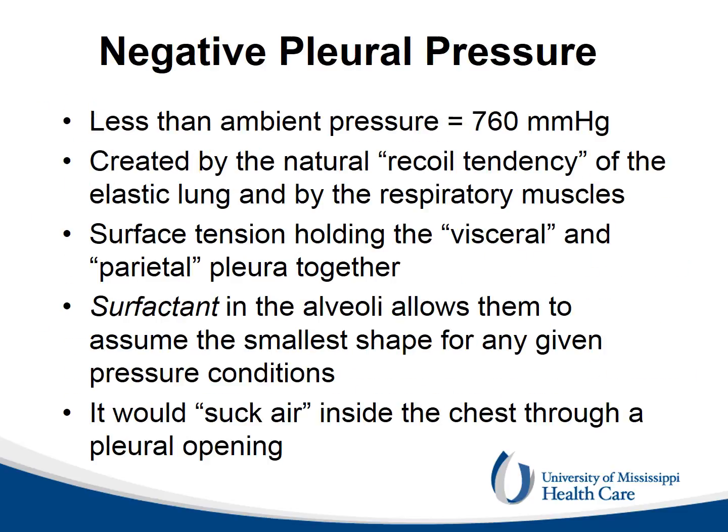Ancient doctors didn't know that the pleural space has a negative pressure, which means less than ambient pressure, which is 1 atmosphere or 760 millimeters of mercury. The negative pressure is created by the natural recoil tendency of the elastic lung and by the respiratory muscles, also by the surface tension holding the visceral and parietal pleura together. This negative pressure would suck air inside the chest through a pleural opening.